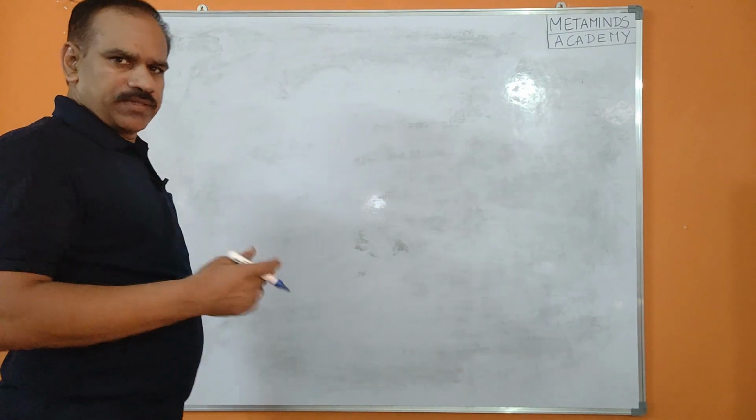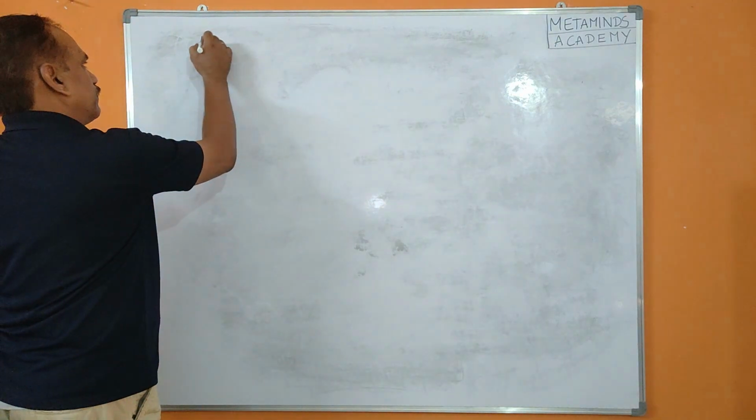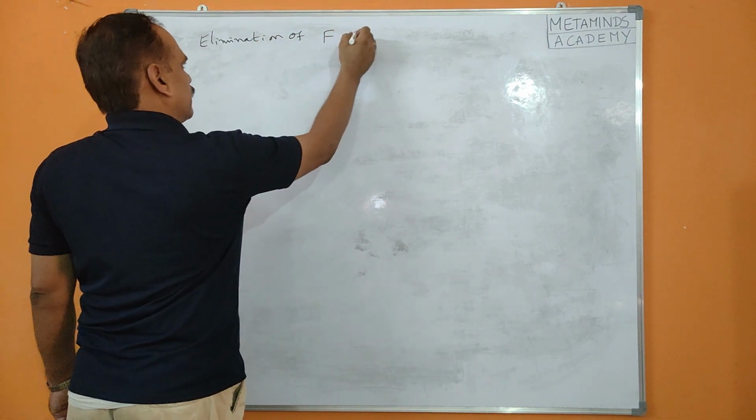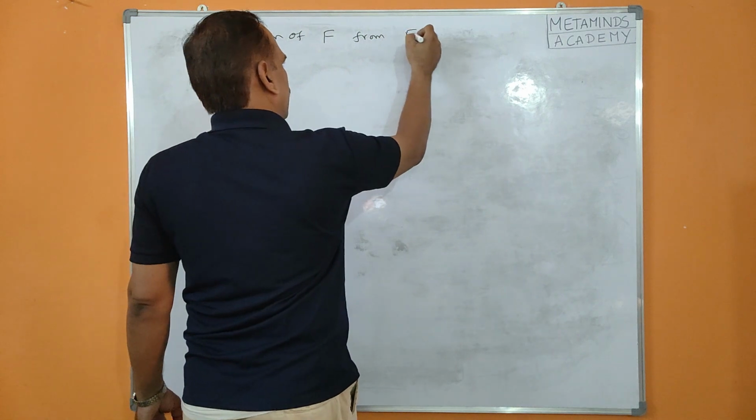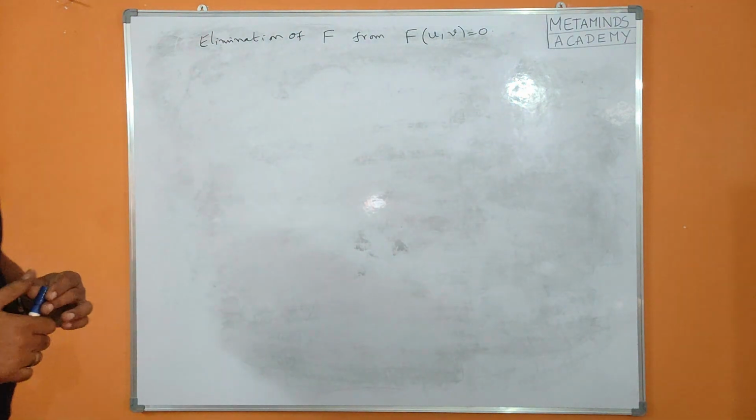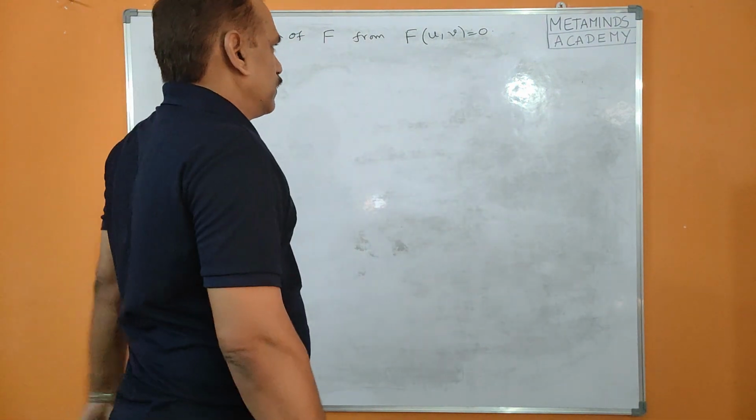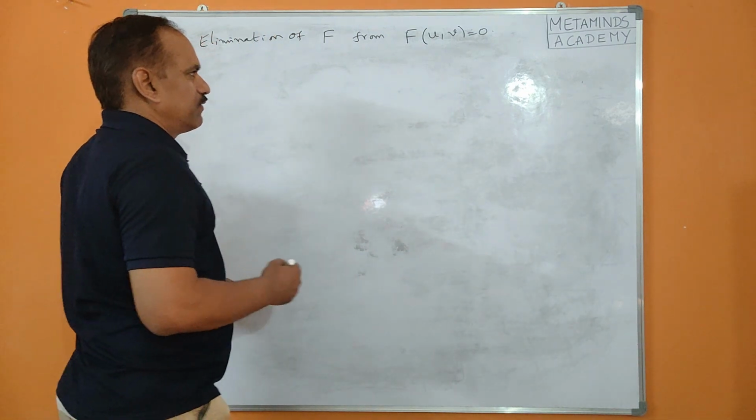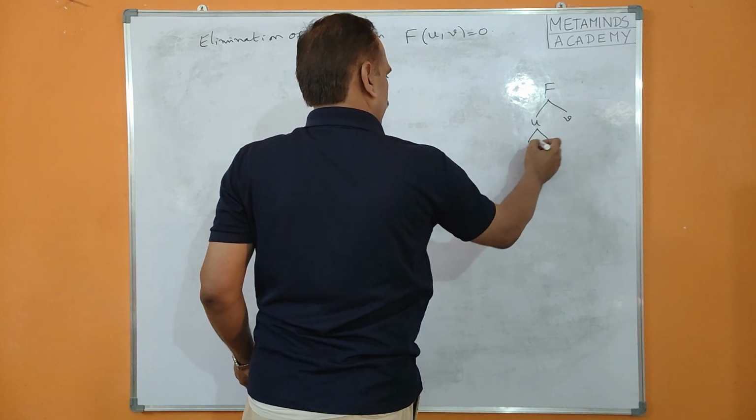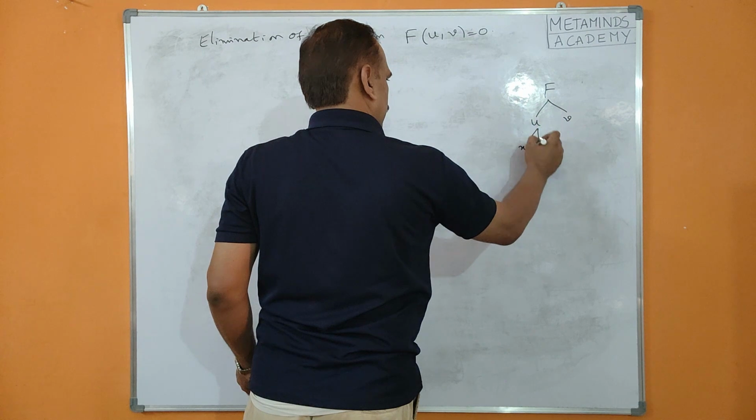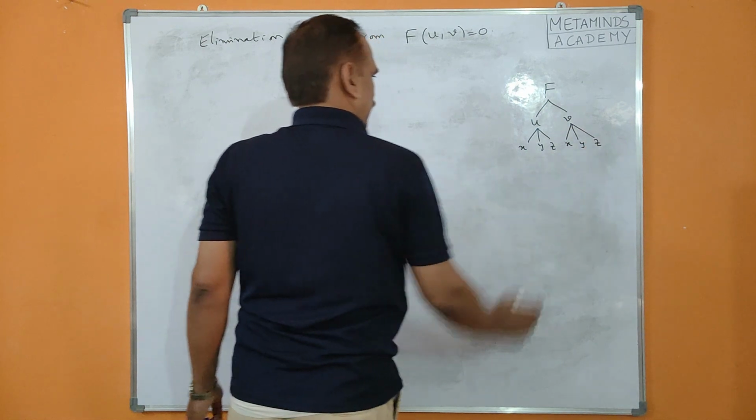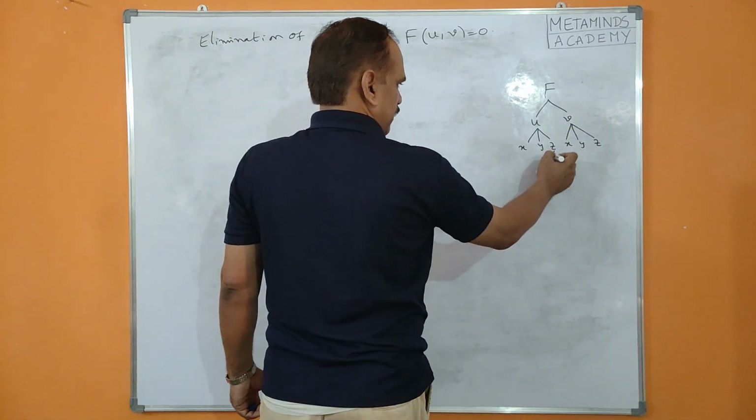Now we have another type of equations, elimination of capital F from equations of the form F of u, v equal to 0. For this kind of equations, what is F? F is a function of u and v, u is a function of x, y, z, v is a function of x, y, z, and z is again a function of x, y.